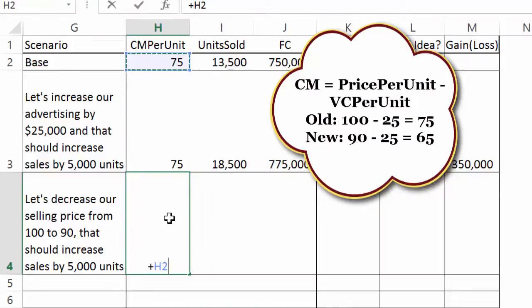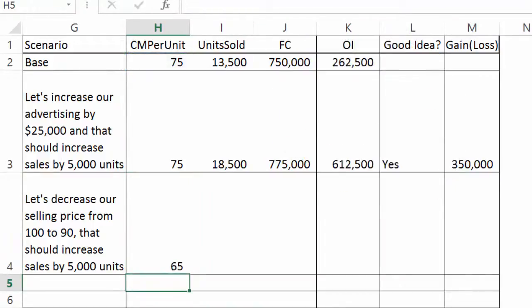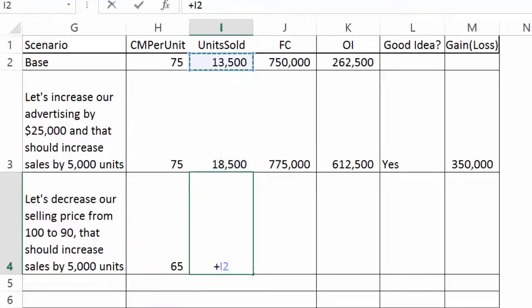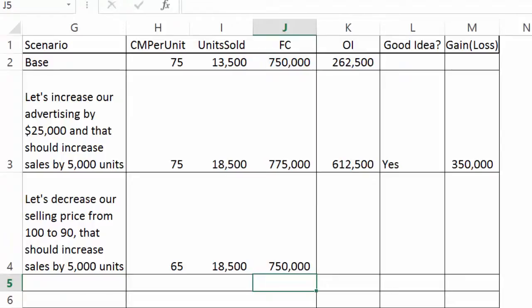If the selling price decreases $10, this is also going to go down $10. So we're going to go back to the original scenario, and we're going to reduce this contribution margin by $10. The units sold is going to increase 5,000 units. We're going to go back to that original scenario and add 5,000 units. And the fixed costs, how are they going to be affected? They're not. There's nothing in here that says they're going to be affected. So we end up with $750,000.